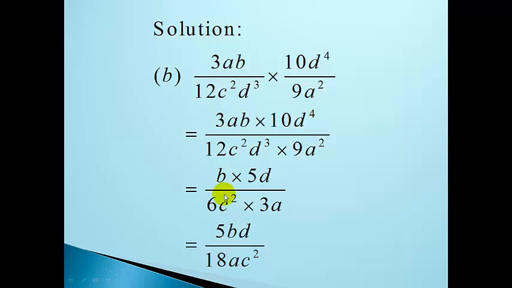D cubed goes into d exponent 4, and we are left with d. That's how come we have 5d. So this is equal to b times 5d divided by 6c squared times 3a. And b times 5d is equal to 5bd. And 6c squared times 3a will be equal to 18ac squared. So this is equal to 5bd divided by 18ac squared.